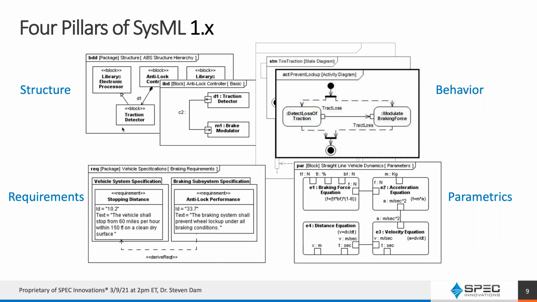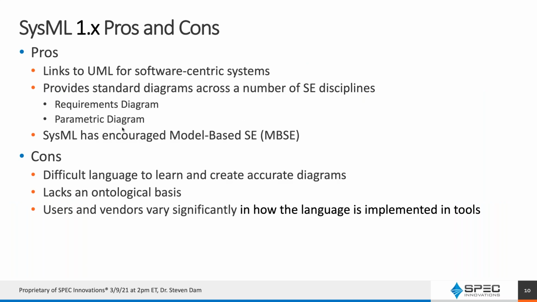So they grouped the different diagram sets into 4 pillars: structure, requirements, behavior, and parametrics. And the requirements and parametrics pillars are really just one diagram each. So it's kind of an interesting way to look at it, but that's how they talk about it.